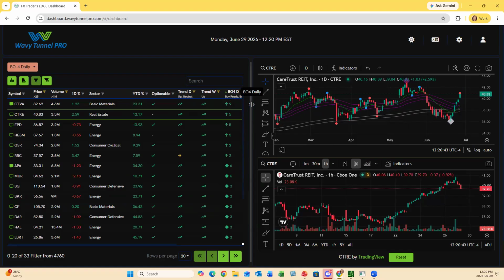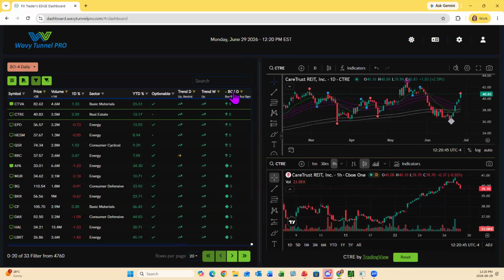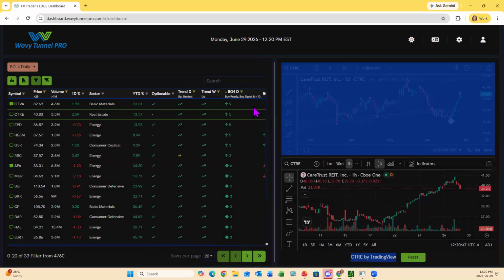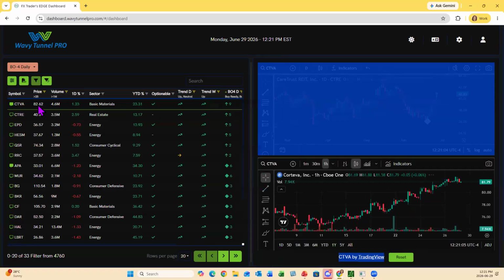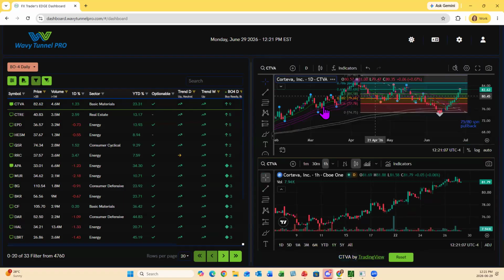Now, what we've done here is we've searched for buy ready, buy signal, less than 10 candles. So this is going to always be less than 10. We could do it for less than 20, and that's probably not such a bad idea. We could do it for less than 20 candles, and then we would see a lot more symbols on the list. But this is less than 9.